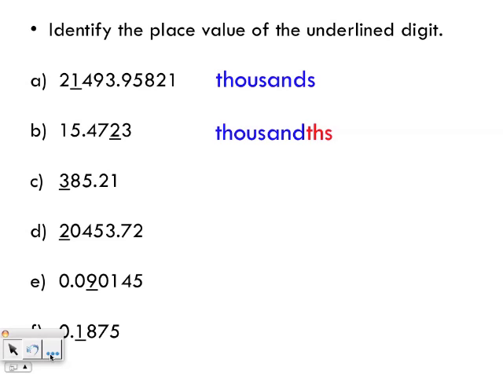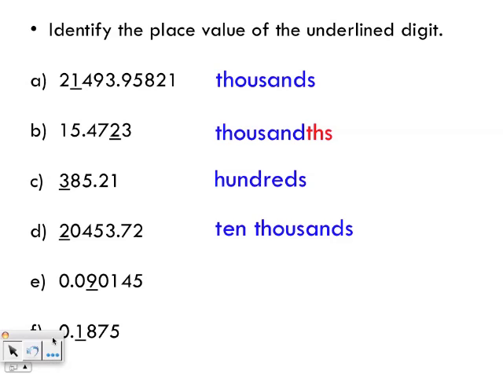385.21, the 3 belongs to the hundreds. The next one, 20453.72, belongs to the which one? 10,000s. 0.090145 belongs to the what? The hundredths. Okay, THS. And the 0.1875 belongs to the tenths.